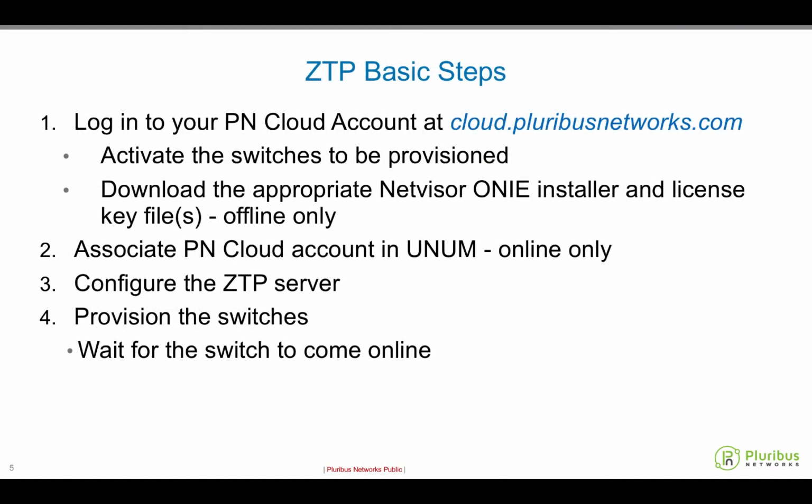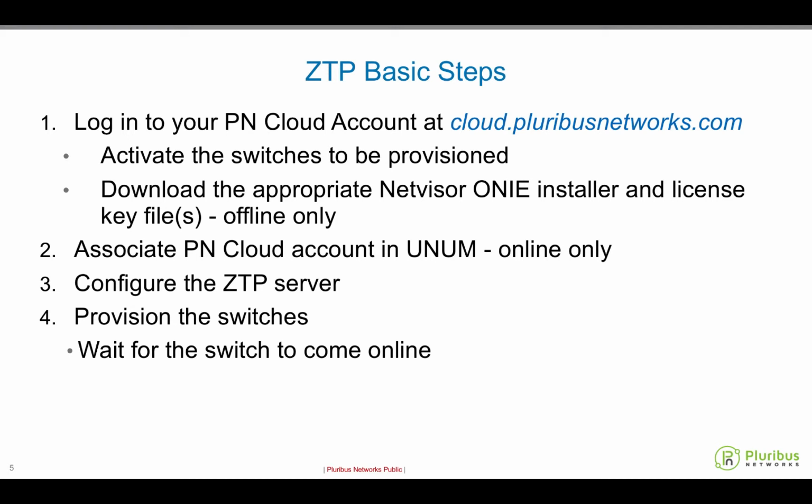There are four basic steps to using ZTP to provision switches with UNUM. First, we're going to log into the PN Cloud portal. Once you've registered your product, you should receive login credentials within a 24-hour period, and you can access the site by going to cloud.pluribusnetworks.com. Once there, I'll demonstrate how to activate a switch, and then I'll show you how to download the NetVisor install and license key files.